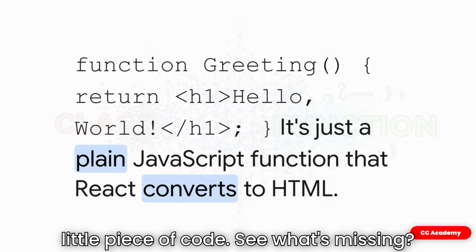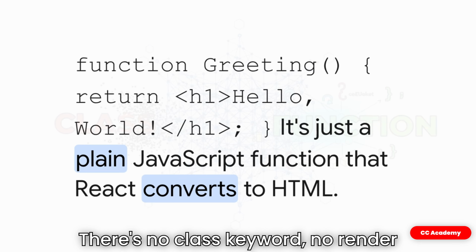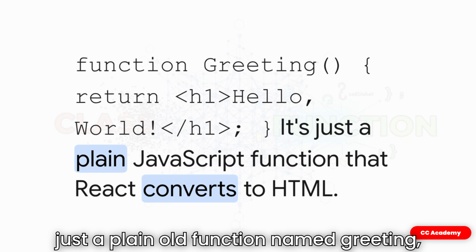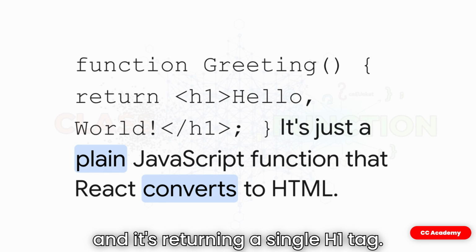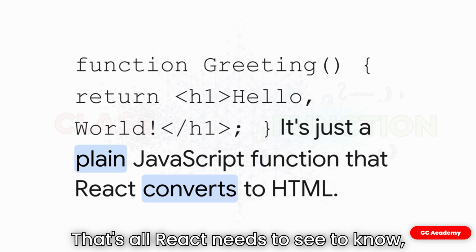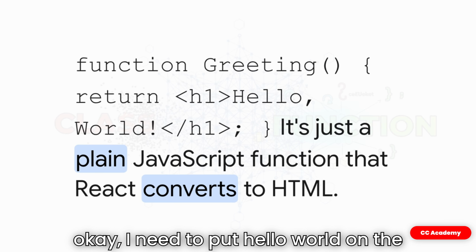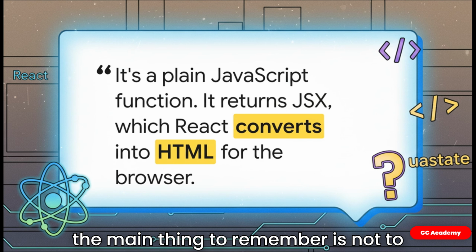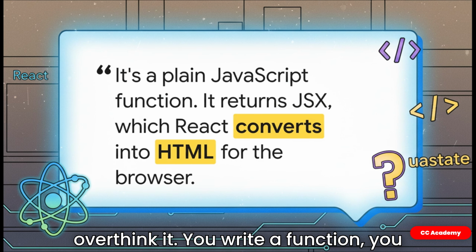Just look at this little piece of code. See what's missing? There's no class keyword, no render method, none of that extra stuff. It is just a plain old function named Greeting, and it's returning a single H1 tag. That's all React needs to see to know, okay, I need to put Hello World on the screen. It's that direct. So really, the main thing to remember is not to overthink it.